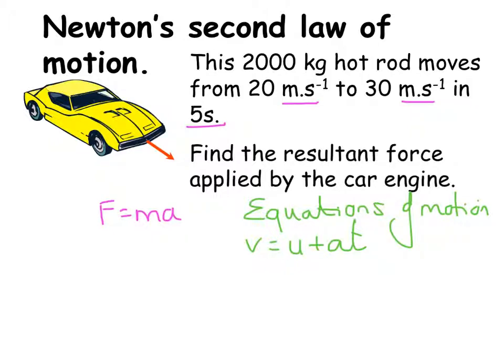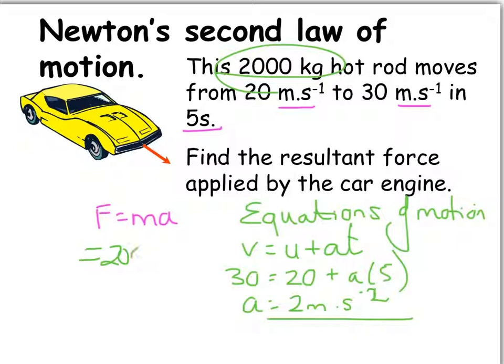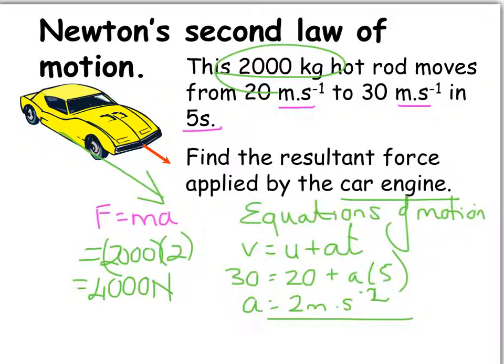So final velocity is 30, initial velocity 20, and time is 5. When I rearrange that, I get an acceleration of 2 meters per second squared. I now take that acceleration, force, mass is 2,000 kilograms, multiply that by 2 meters per second squared, and I land up with 4,000 newtons that the car's engine is applying as a resultant force causing this vehicle to go forwards.